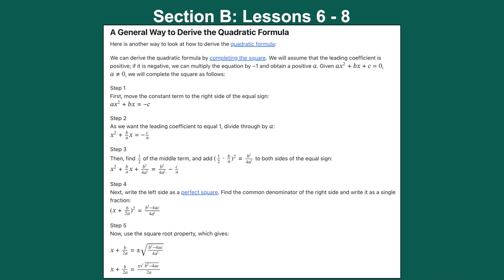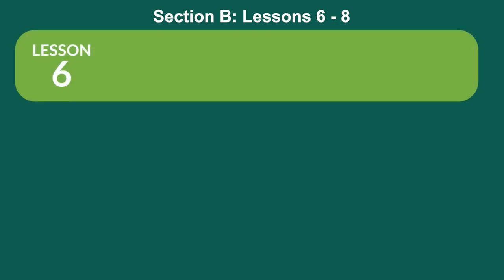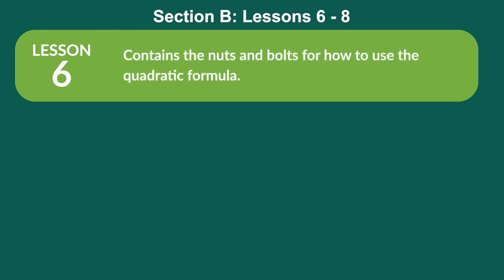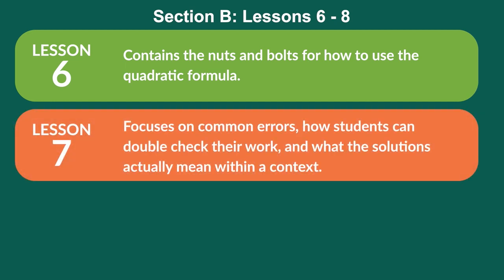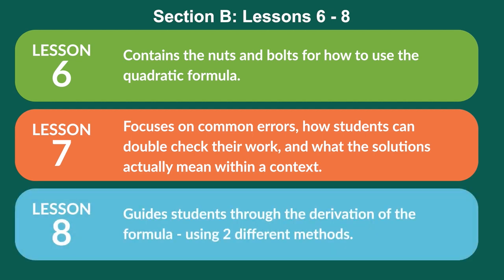So, breaking down the specific instructional aspects of these lessons, you'll see that Lesson 6 contains the nuts and bolts for how to use the formula, while Lesson 7 focuses on common errors, how students can double-check their work, and what the solutions actually mean within a context. And then Lesson 8 guides students through the derivation of the formula, actually using 2 different methods to derive it.